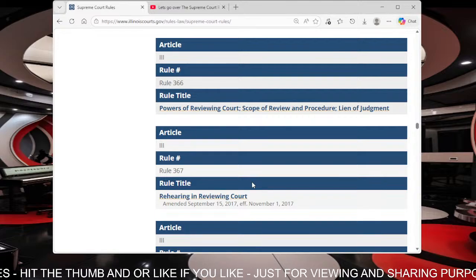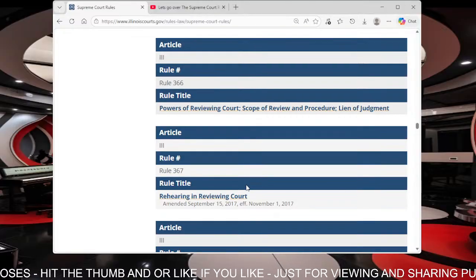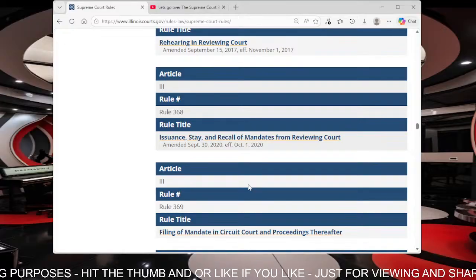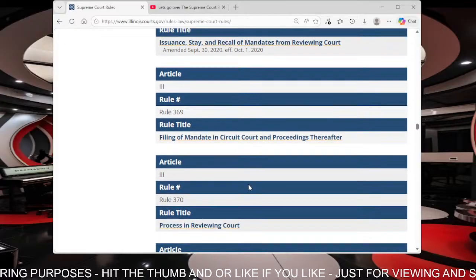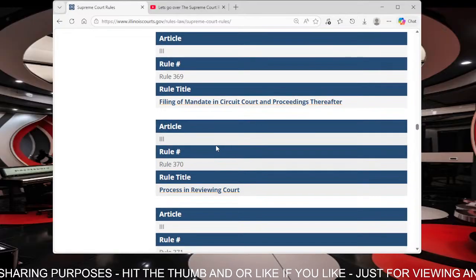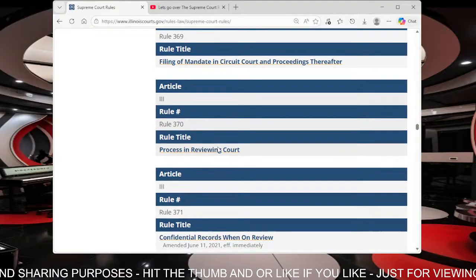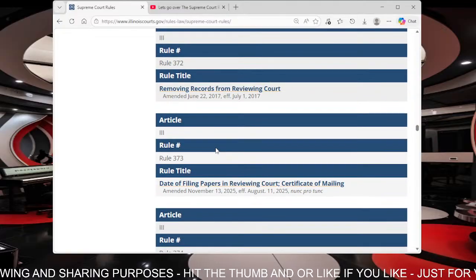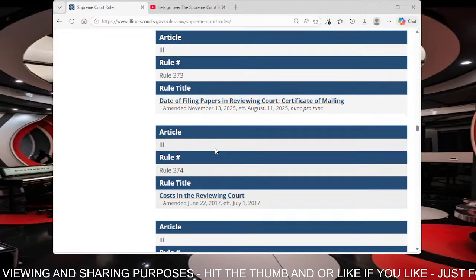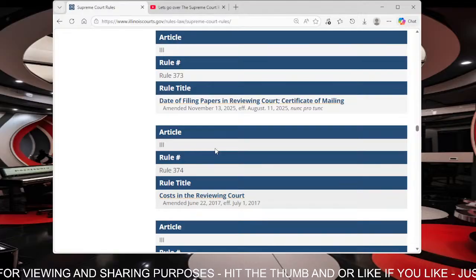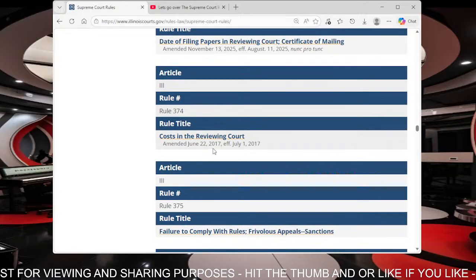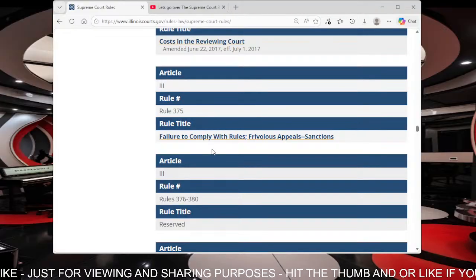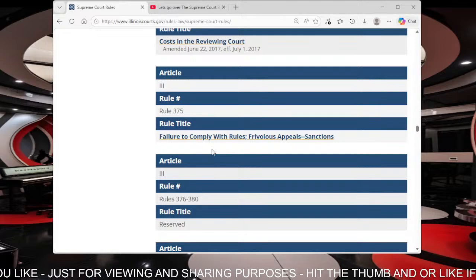366, powers of reviewing court, scope, review, and procedure, lien of judgment. 367, rehearing in reviewing court. 368, issuance, stay, and recall of mandates from reviewing court. 369, filing of mandate in circuit court and proceedings thereafter. 370, process in reviewing court. 371, confidential records on review. 372, removing records from reviewing court. 373, date of filing papers in reviewing court, certificate of mailing. 374, costs in reviewing court. 375, failure to comply with rules, frivolous appeals, sanctions.